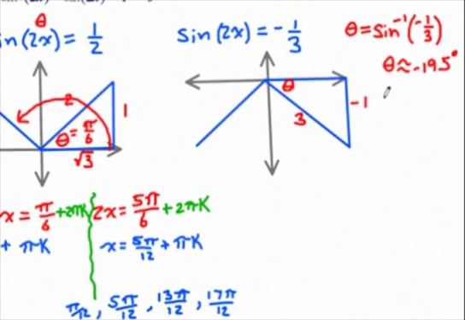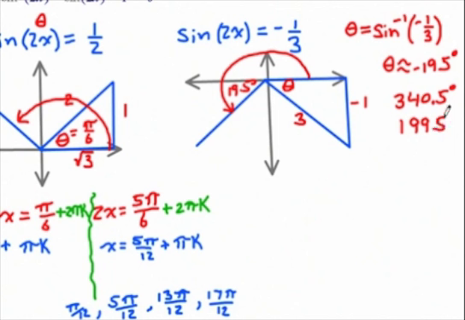Now that puts it in the fourth quadrant, but if we're looking between 0 and 360, we're going to want to change that into a positive angle. So I'm going to add 360 degrees to it. So this is the same thing as 340.5 degrees. So that would be that angle. Now the reference angle over here is 19.5 degrees, and all we're going to have to do to get to it is add 180. So 19.5 plus 180, that'll get us 199.5.